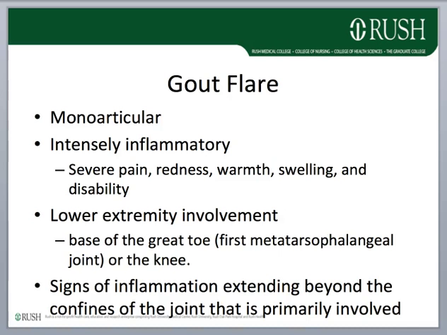A gout flare is typically monoarticular and intensely inflammatory, occurring in the lower extremities, especially the base of the great toe at the first metatarsal phalangeal joint or the knee. Signs of inflammation can also extend beyond the confines of the joint that is primarily involved.